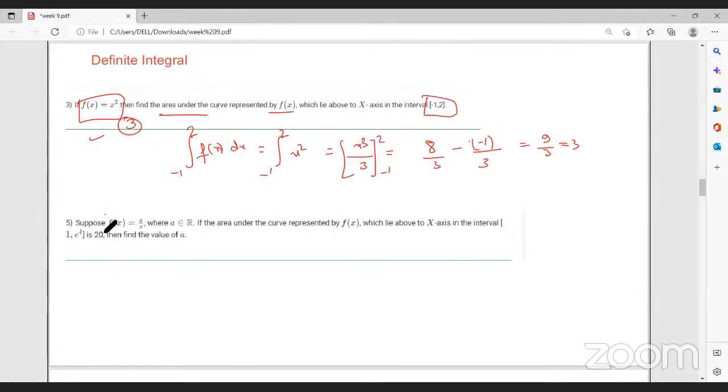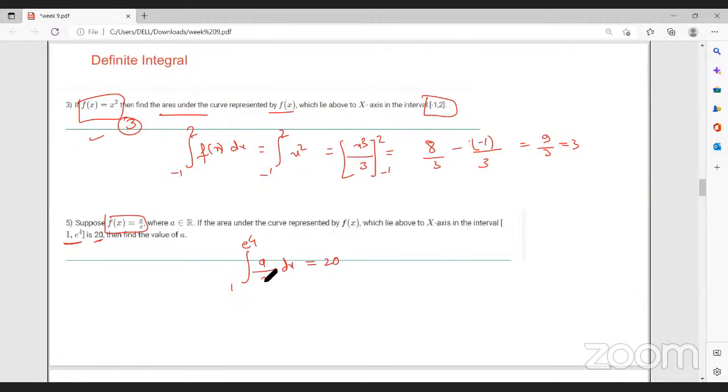Now similarly in this question we have to do the integration. The interval is 1 to e to the power 4, and we have to find out the value of a. So that area will be equal to 20. So what we will do? Integral from 1 to e to the power 4 of a divided by x dx, and this is equal to 20.